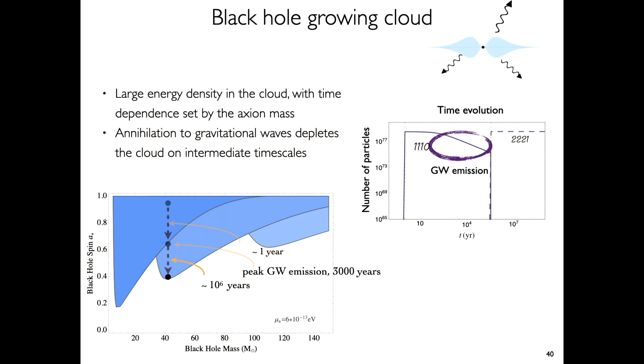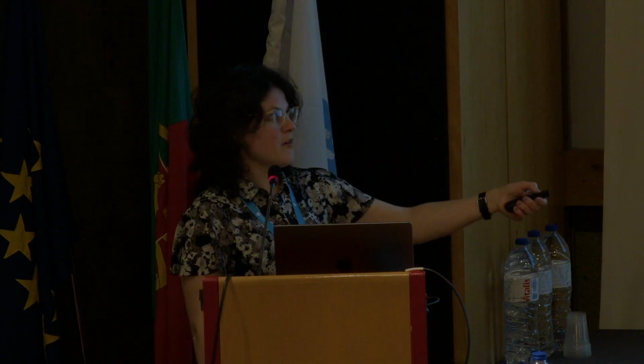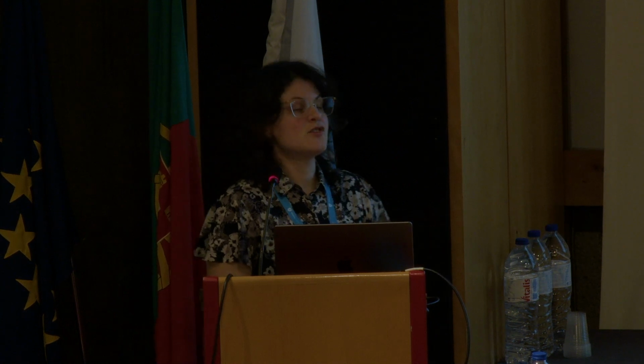What happens after is that once the number of particles is saturated, which happens when the black hole sits on this line, the particles in that level have the same angular velocity as the black hole itself, so the superradiance condition is exactly satisfied and the rate of extraction is 0. At that point, the most relevant dynamics is gravitational wave emission.